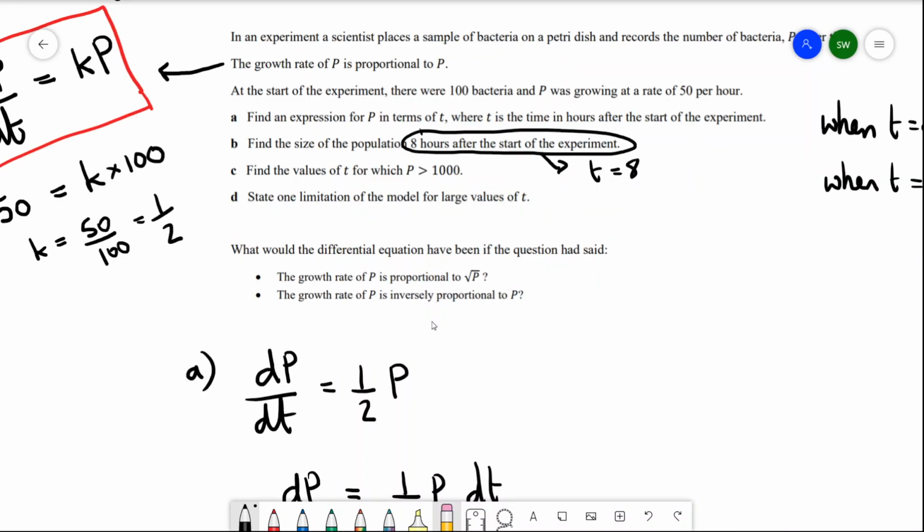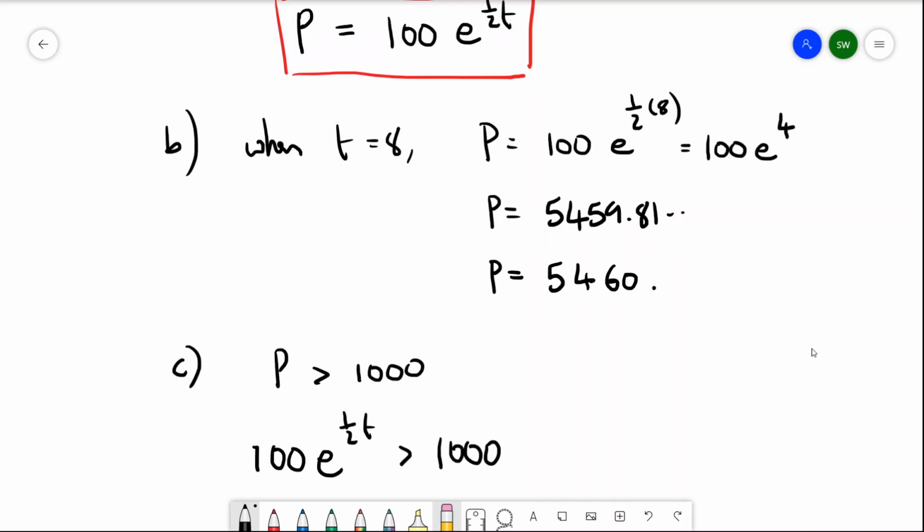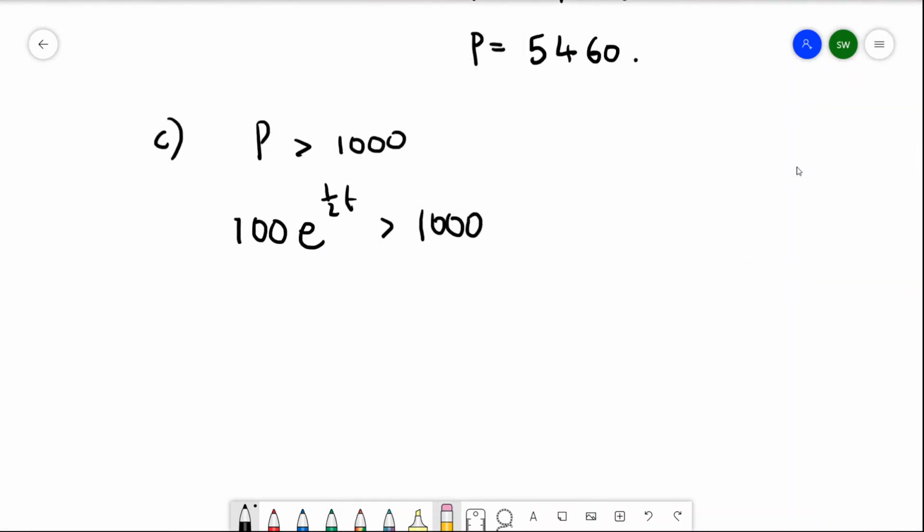And for C, we want to find the values of t for which p is greater than 1,000. So all we need to do is put p is greater than 1,000. So that means that 100 e to the half t needs to be greater than 1,000. So we're just going to solve this inequality. So I'm going to divide through by 100. So that means e to the half t needs to be greater than 10.